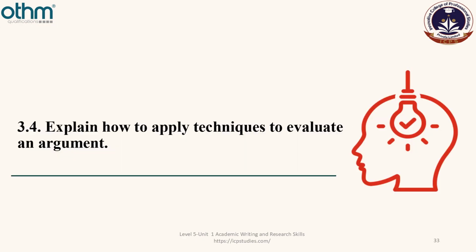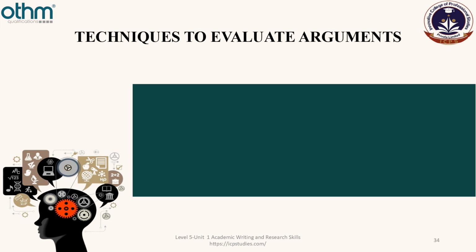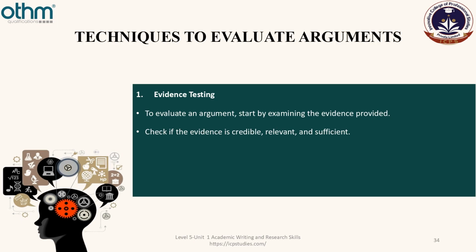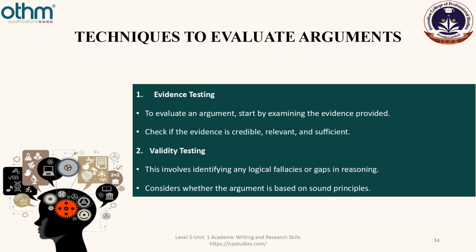Now we have the fourth assessment criterion of the third learning outcome, in which we explain how to apply techniques to evaluate an argument. So we have different techniques to evaluate the argument. The first is evidence testing. Start by examining the evidence provided, and in this testing, we will check if the evidence is credible, sufficient, and relevant. Then we have validity testing. It involves identifying any logical fallacies or gaps in the reasoning, and it considers whether the argument is based on sound principles or not.